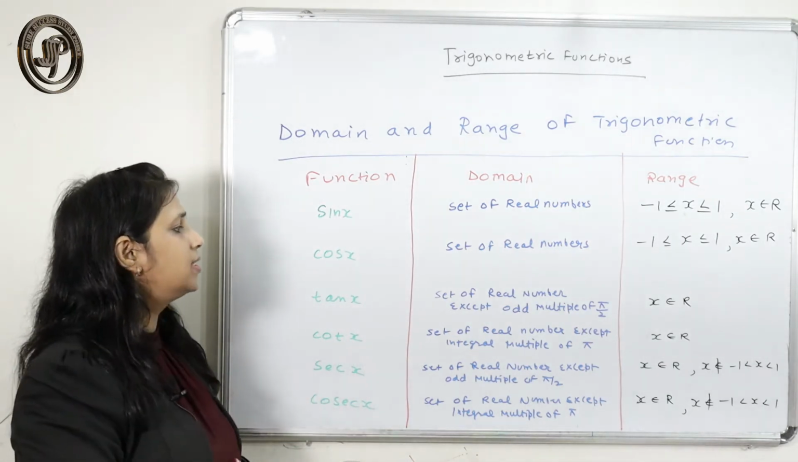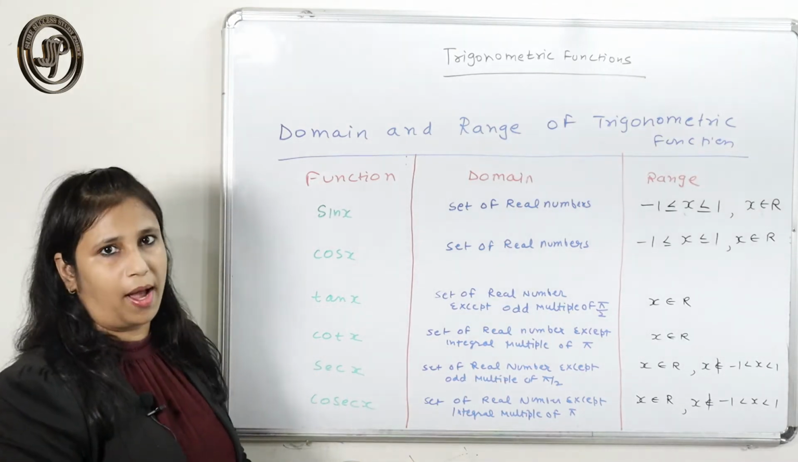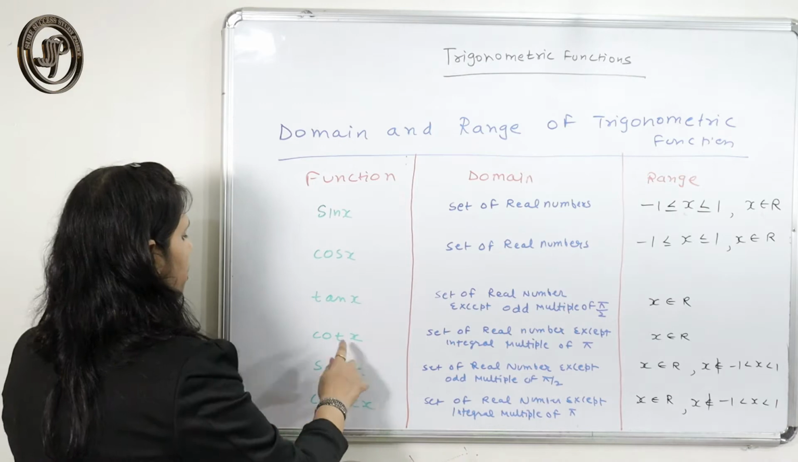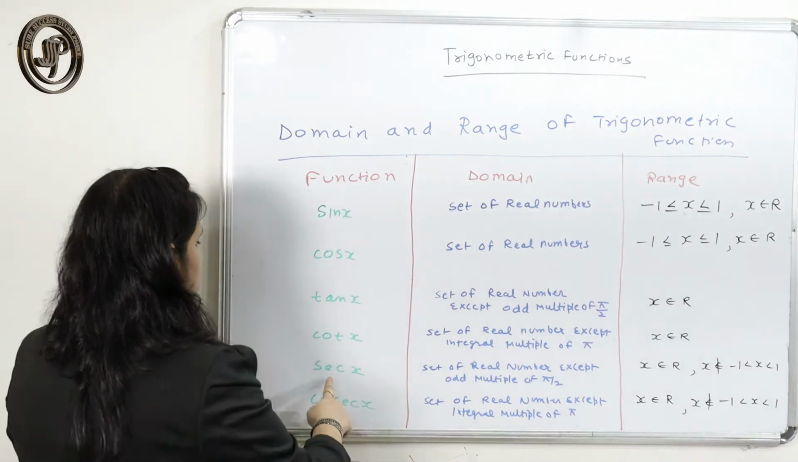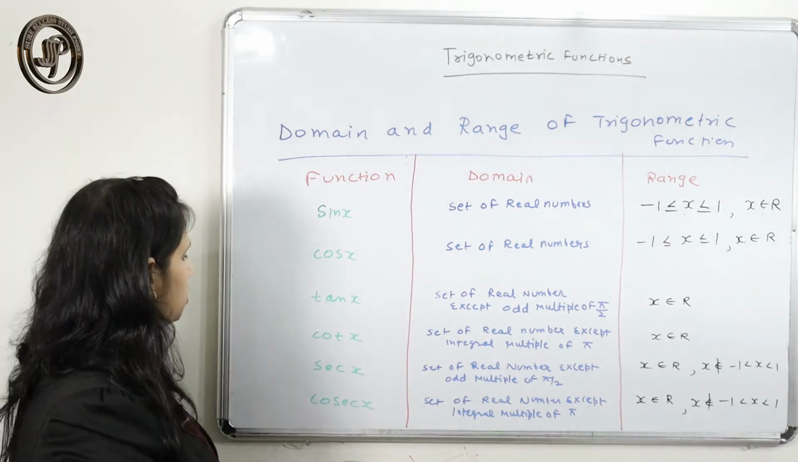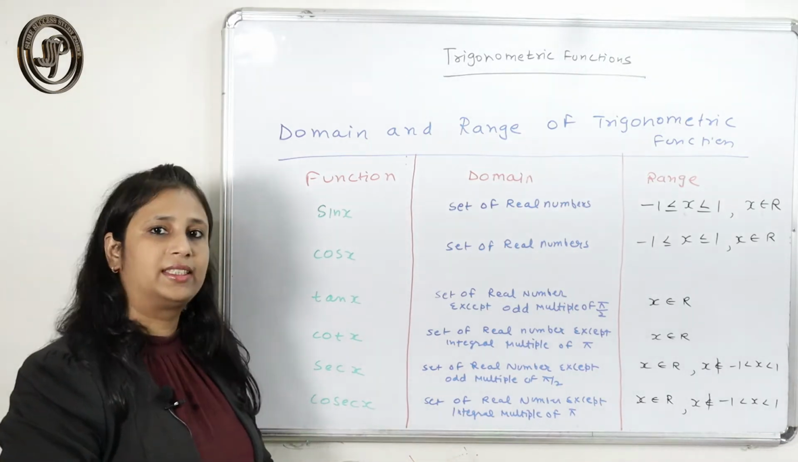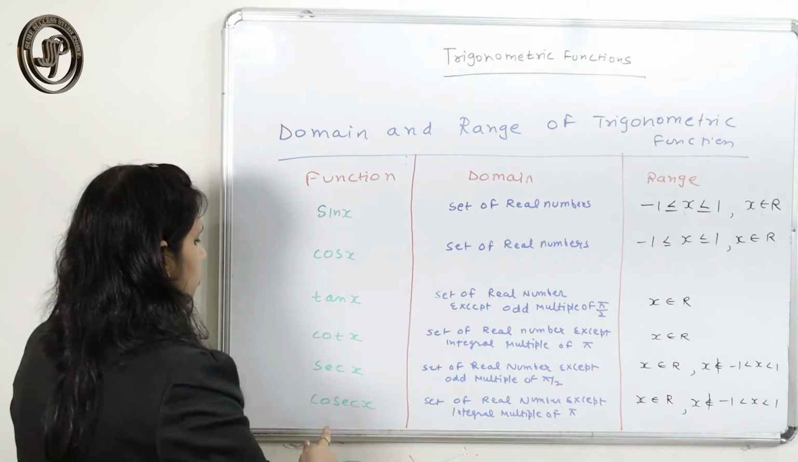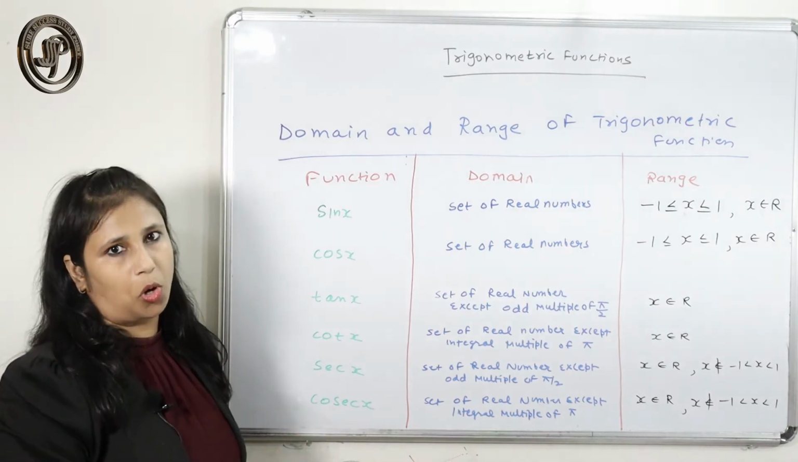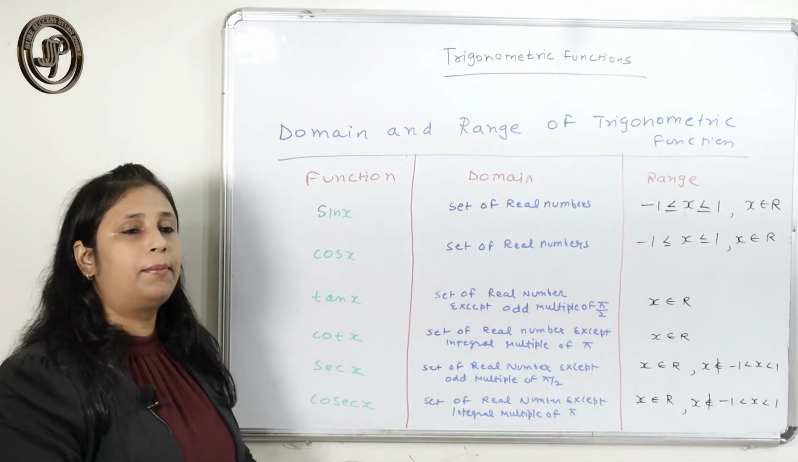Cot x is defined for the set of all real numbers except the integral multiples of pi. If it is an integral multiple of pi, then cot x is not defined. And sec x is the same as tan x, because you have the relation 1 plus tan square x equals sec square x. So sec x is not defined for the odd multiples of pi by 2. Similarly cosec x follows cot, because you have the relation 1 plus cot square x equals cosec square x, so cosec x is not defined for the integral multiples of pi.